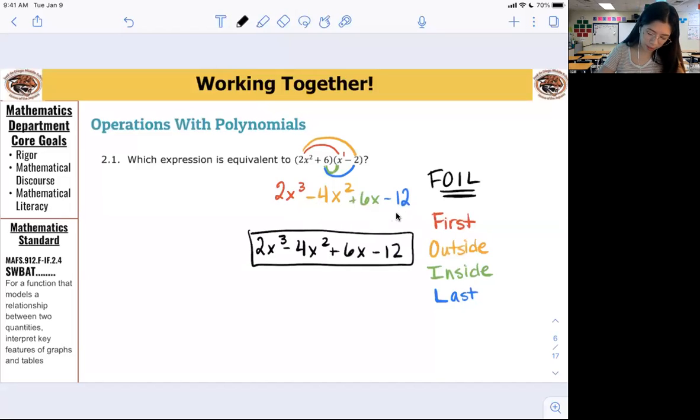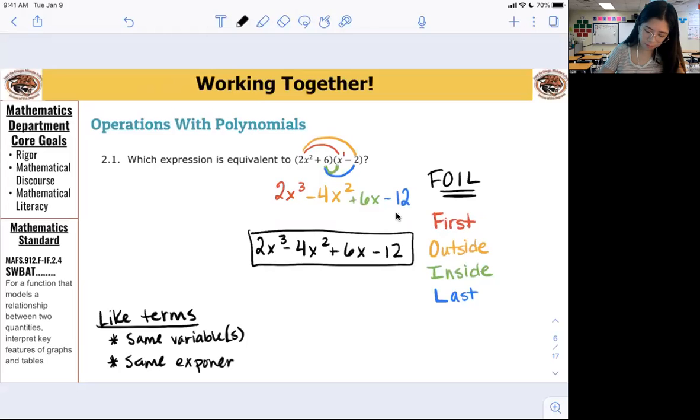Remind me, what makes something a like term? There are two things that they have to have the same. Same variable and the same exponents. Good. So when you look at these terms, none of them match. There's x to the power of 3, x to the power of 2, x to the power of 1, technically, and then 12. So none of them are like terms because none of them have the same exact exponents.